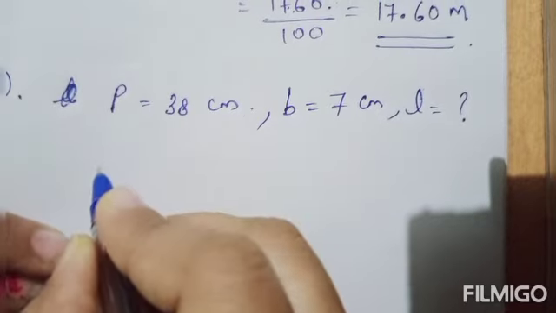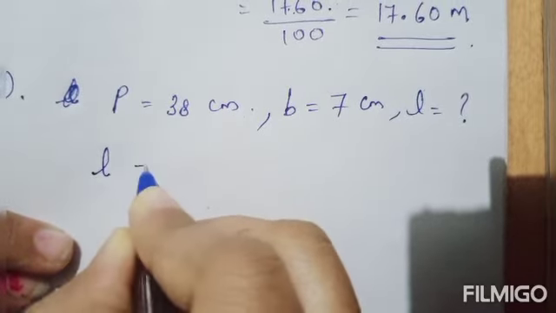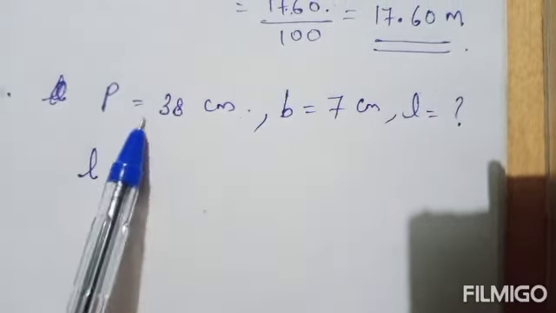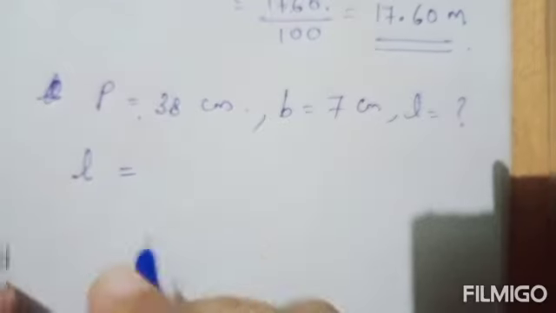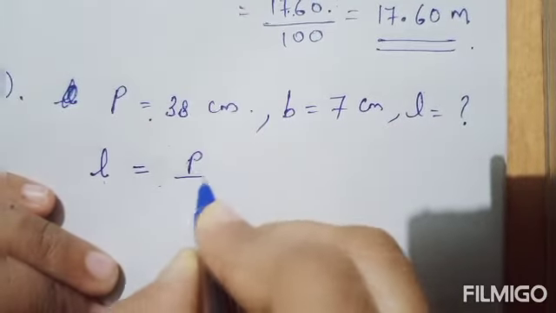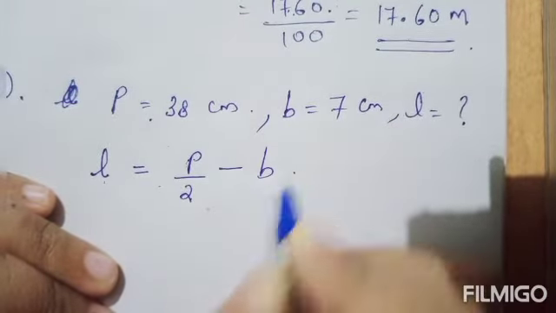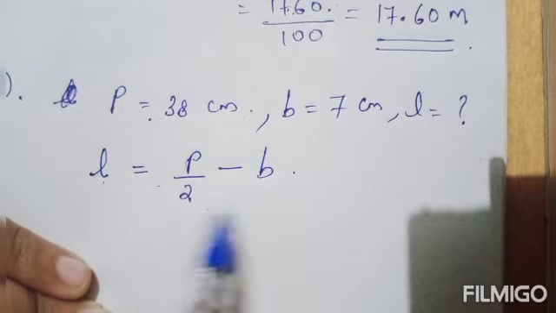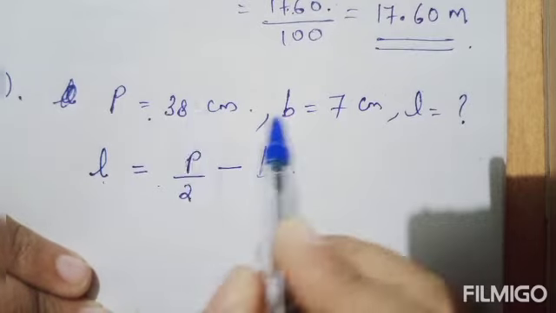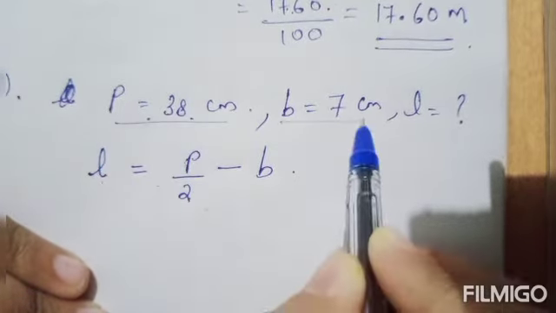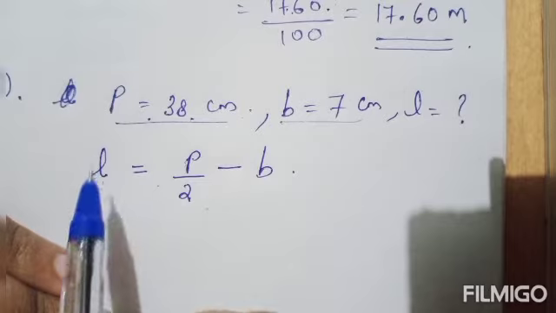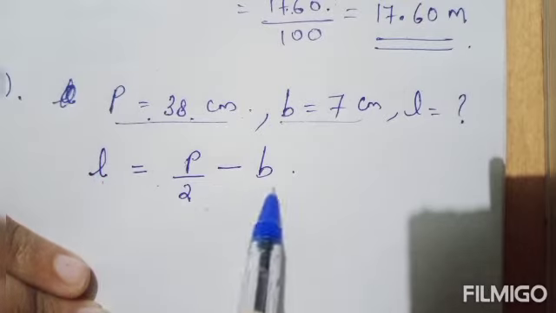So you know the formula for finding the length of a rectangle if perimeter and breadth are given. Length equals perimeter by 2 minus breadth. This is the formula. If perimeter and breadth are given, for finding length it is L equals P by 2 minus B. That is perimeter by 2 minus breadth.